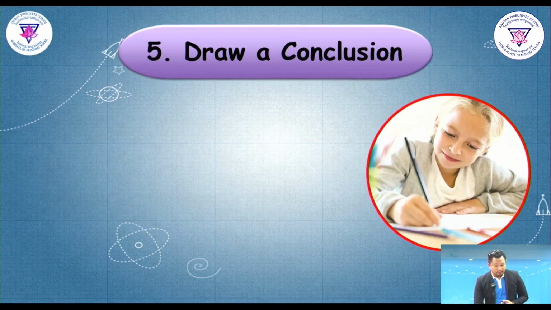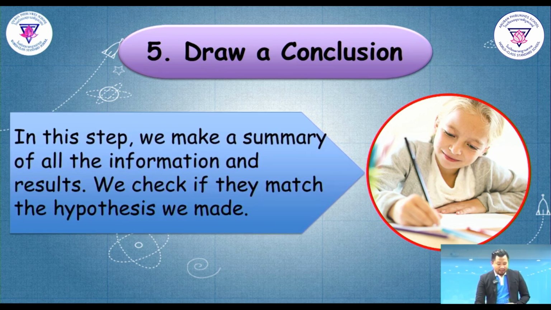Last step, number 5, draw a conclusion. In this step, we make a summary of all the information and results. Check if they match the hypothesis we made. The hypothesis in step 2 is what we think of the questions we guess. And in the conclusion, we check whether the conclusion matched the hypothesis that we got from step 2. Okay? Are you still with me?